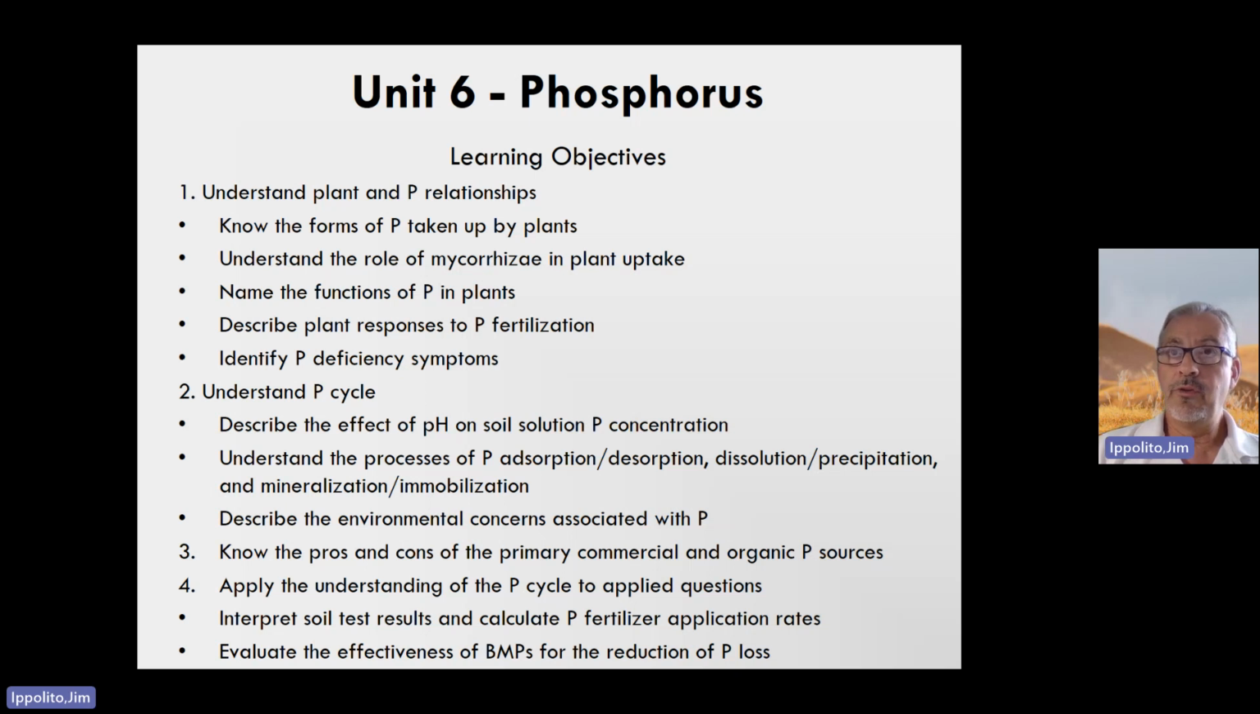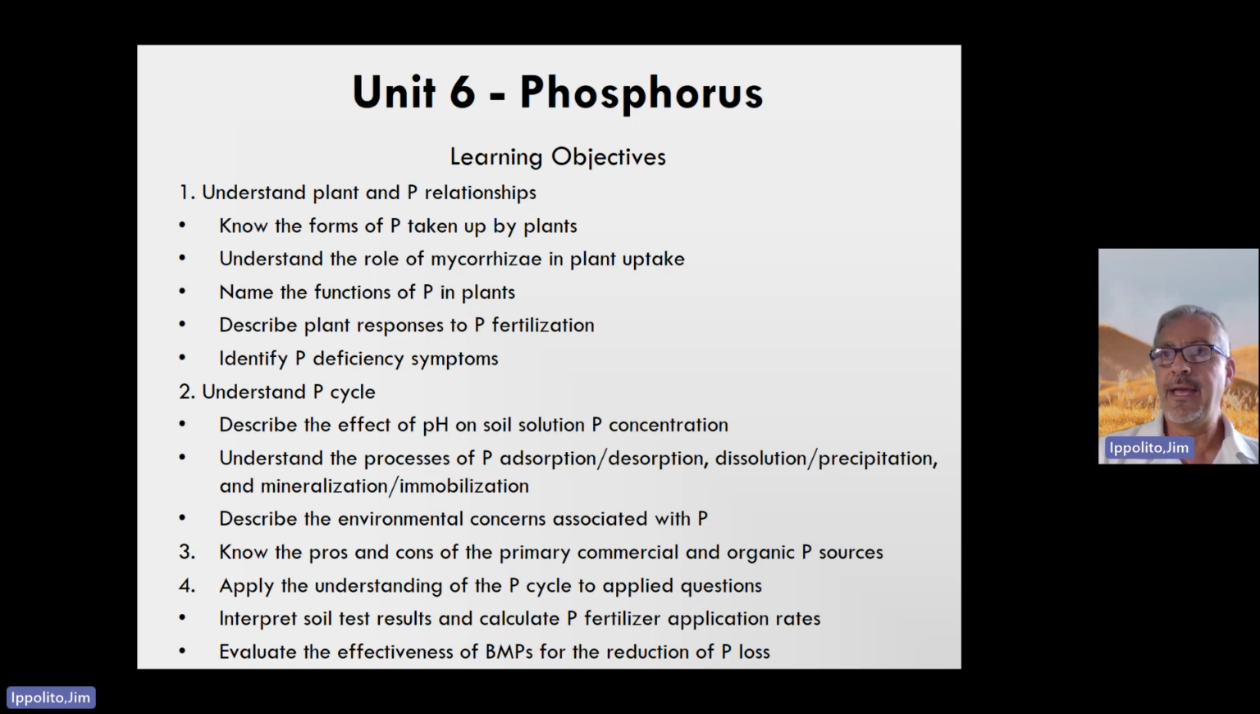Main objective number 2 is you simply need to understand the phosphorus cycle. If you don't understand the phosphorus cycle, you can't understand the relationships that phosphorus undergo in soils to become deficient in the first place. So understanding the phosphorus cycle is critical. And under this objective, you should be able to describe the effect of pH on soil solution phosphorus concentration. Plants obtain phosphorus from the soil solution. So understanding how pH affects that or the availability of phosphorus in the soil is important.